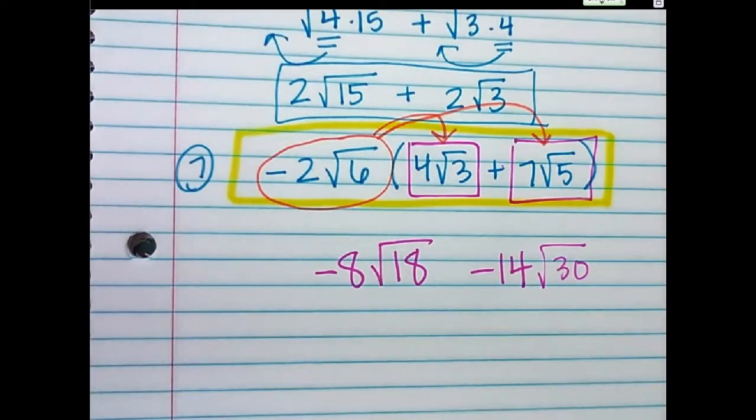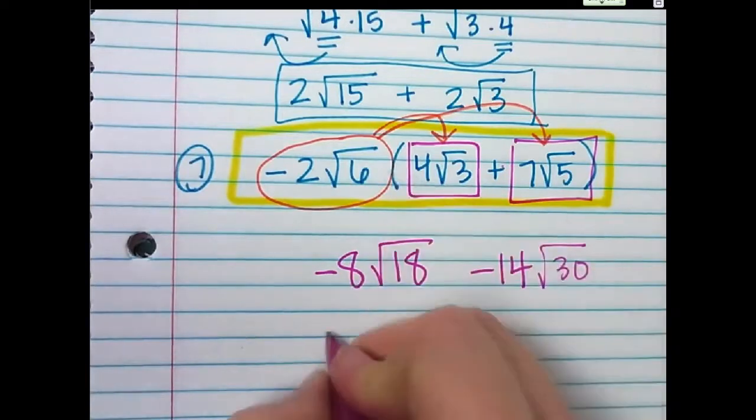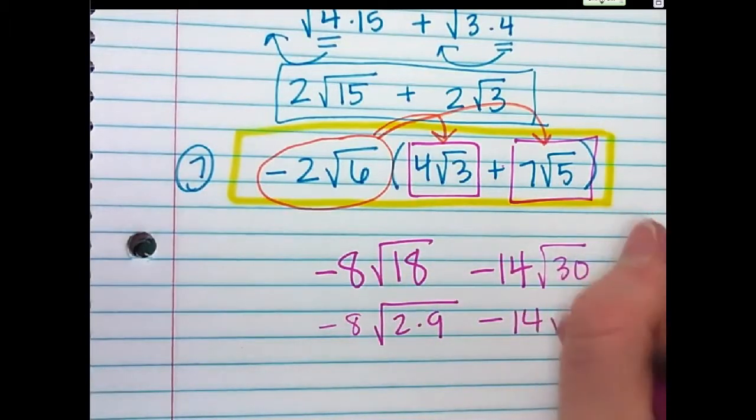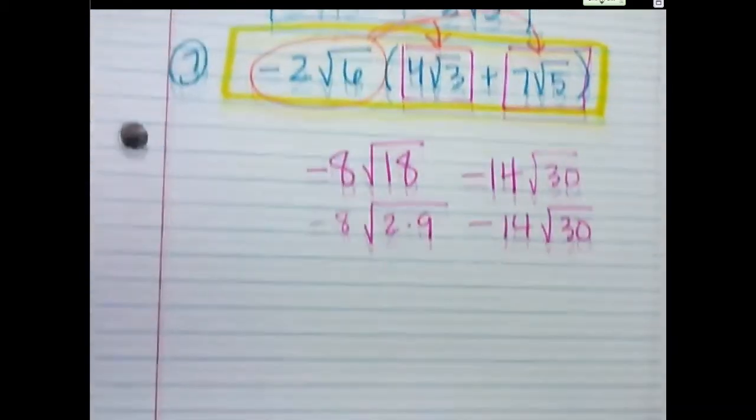So let's do a factor chart for 18. Does 30 have a perfect square in it? 1 and 30, 2 and 15, 3 and 10, 5 and 6. So 30 does not have a perfect square in it, so it's already simplified. But the 18, we have 2 and 9. So negative 8, 2 and 9, minus 14 square root 30. So you can just leave that square root 30.